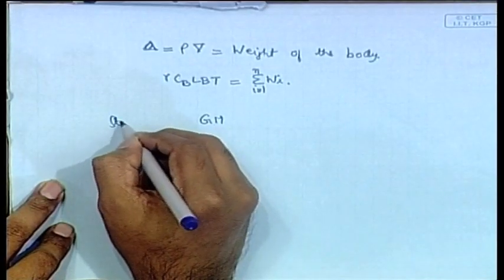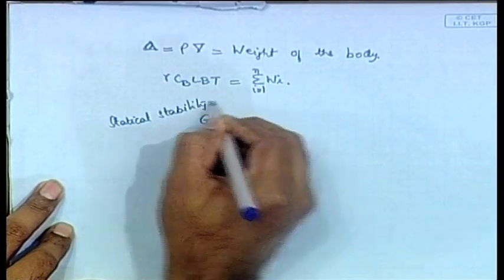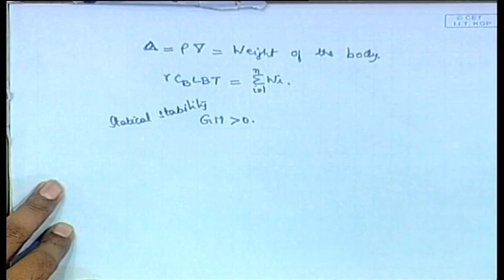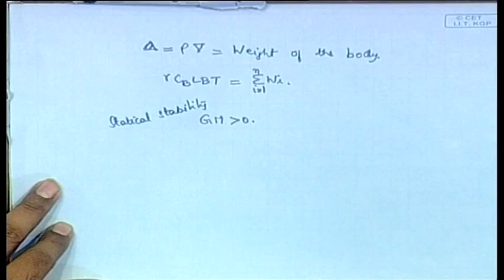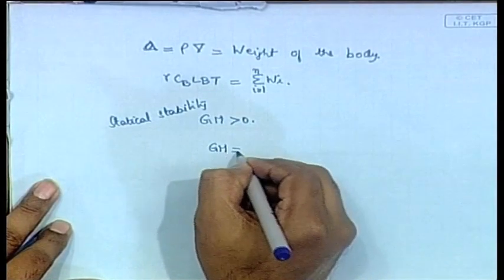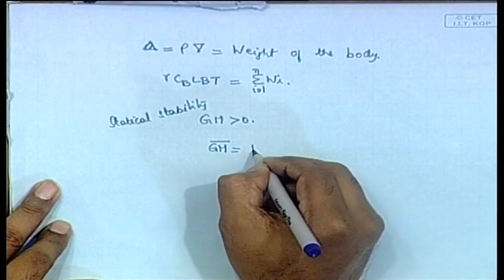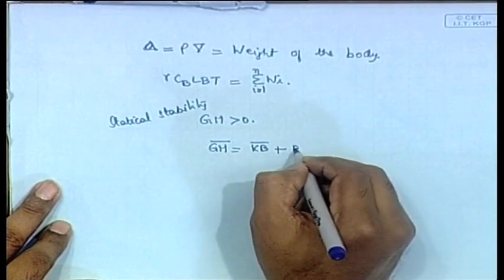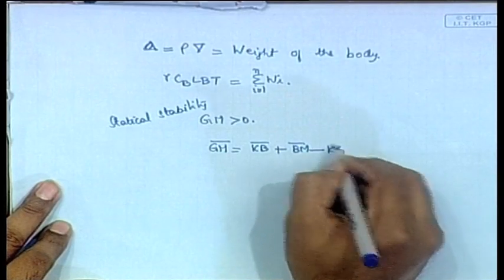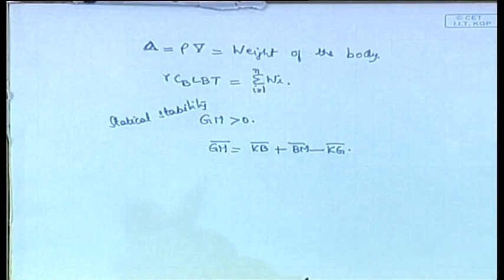Then the condition for statical stability is that Gm should be always greater than 0. This is another important point that we mentioned today. Then next thing is that Gm is equal to Kb plus Bm minus Kg. So, this equation also you have to remember because it will be important in doing problems.